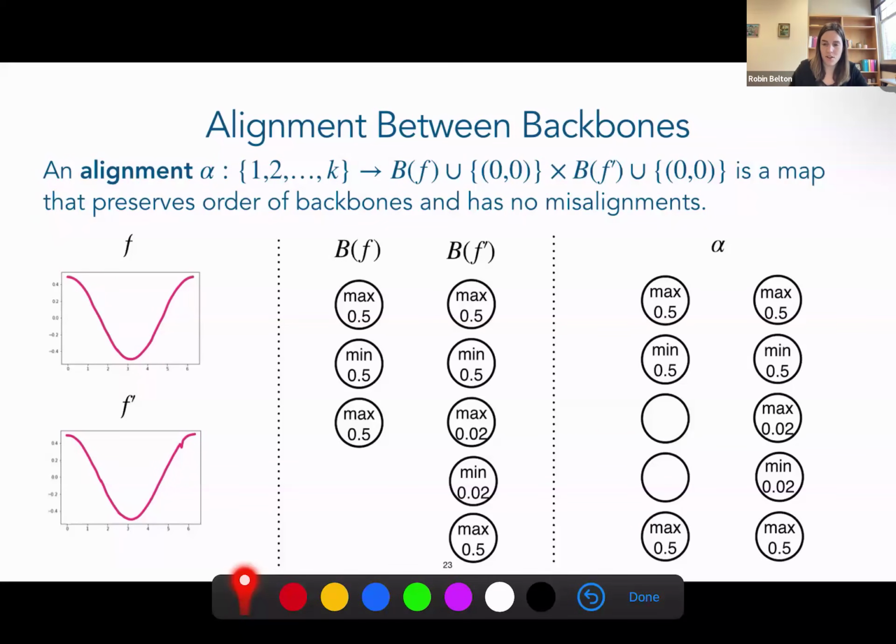And then we can also have this backbone distance, which is also a type of edit distance, where we're going to sum up the differences in the weights as our costs. For our backbone distance, we want to find the best alignment that preserves order and keeps our labels the same. And then we can add up the differences in the weights. So the backbone distance here would be 0.02 plus 0.02, or 0.04.